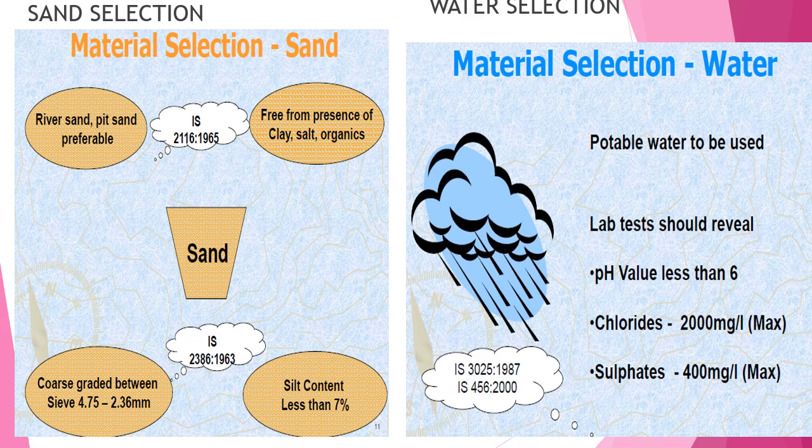Water selection. How do you select the water? The water should be potable. Laboratory tests should reveal the pH value not less than 6. Chloride 2000 mg per liter maximum. Sulfates 400 mg per liter maximum. This can be verified from IS 3025-87 or IS 456 2000.